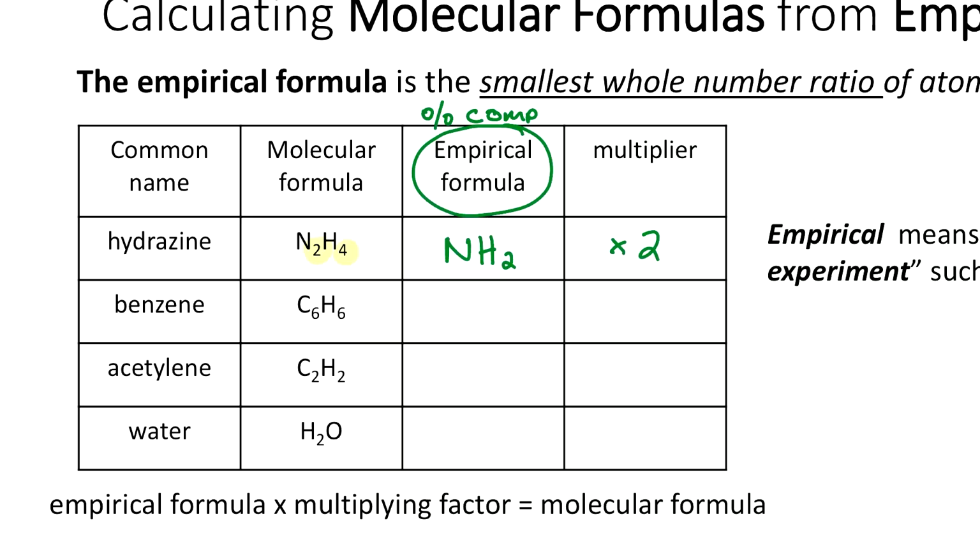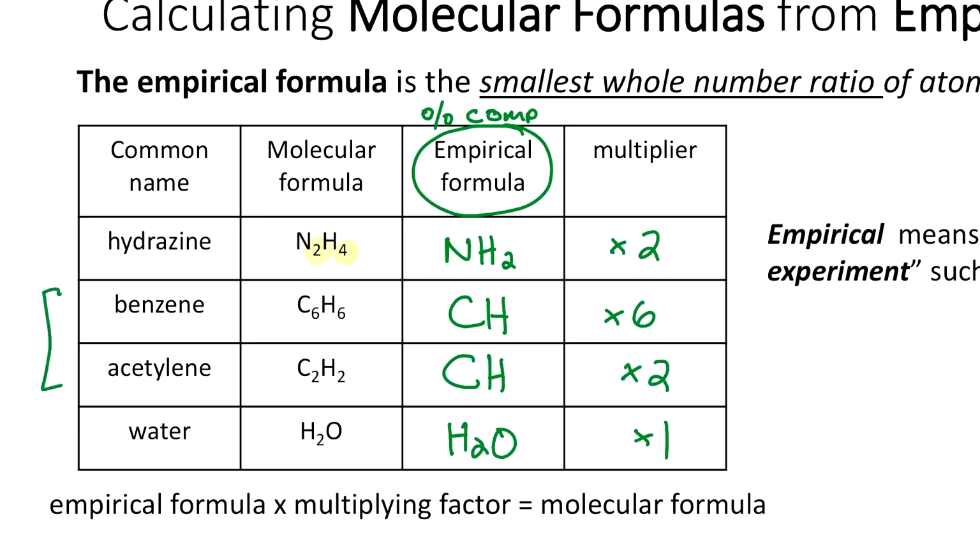So let's do the rest of these. Benzene, what is its empirical formula? CH, and its multiplier is 6. Acetylene is also CH, interesting, and its multiplier is 2. And then water, its empirical formula is the same as its molecular formula, it just has a multiplier of 1. So here's the idea. If you do the percent composition data for an empirical formula analysis for benzene and acetylene, you'll get the same empirical formula. You won't be able to distinguish whether your sample is acetylene or benzene simply by percent composition data, because they both give you the same empirical formula.